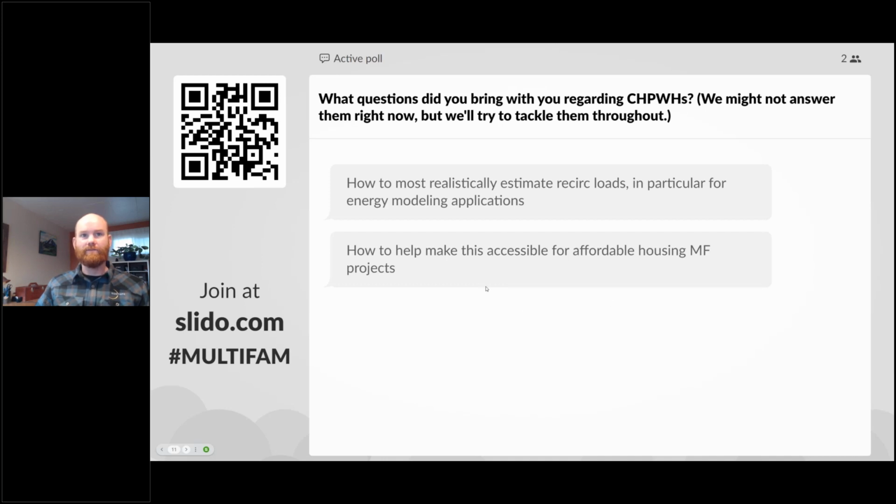And then, how to make this more accessible for affordable housing multifamily projects. Absolutely, heat pump water heaters do come with a little bit of a cost premium, and so we can consider, through sizing exercises and through various equipment selections, how to make our money really do the most for us, and we can discuss that a little bit today.